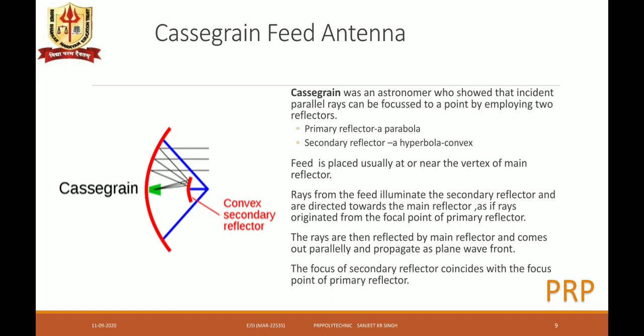After reflection from the secondary convex reflector, the rays impinge on the main primary reflector, and from there parallel electromagnetic waves travel into space as a plane wave front. The focus of the secondary reflector coincides with the focus point of the primary reflector. There could be a blockage region behind the secondary reflector.